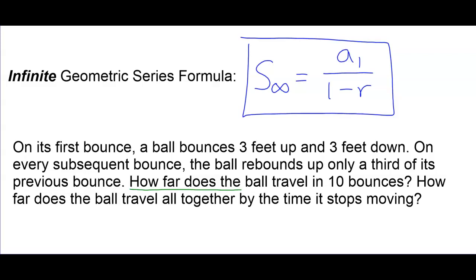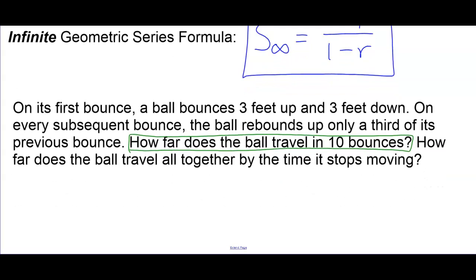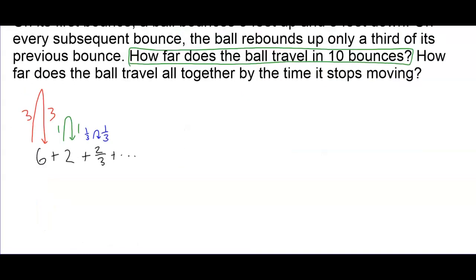The first part of this question says, how far does the ball travel in 10 bounces? Well, we're talking about a ball that goes 3 feet up and 3 feet down. So 3 up, 3 down means a total of 6 feet. And then on its next bounce, it only goes a third of the previous bounce. So it's 1 up and 1 down for a total of 2 feet. And the next one after that would be 1/3 up, 1/3 down for a total of 2/3. And oh look, what do you know? That's a geometric series.